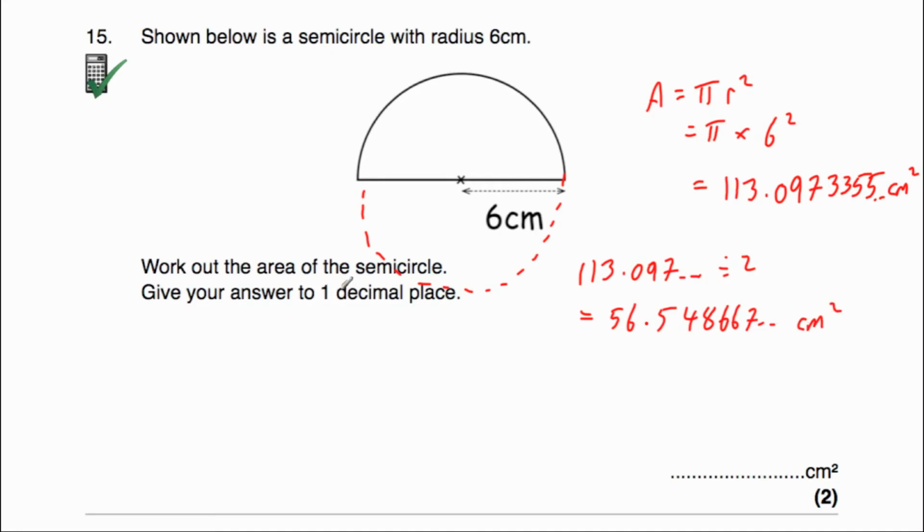Now we've been asked to give our answer to one decimal place, so that's going to be 56 point, and we've got 54, so it's going to be 56.5 centimeters squared. Okay, let's have a look at our next question.